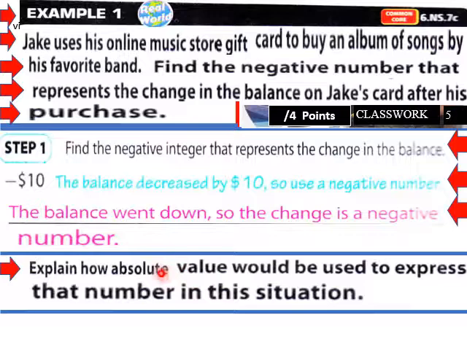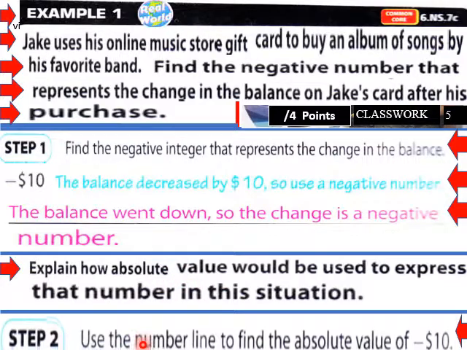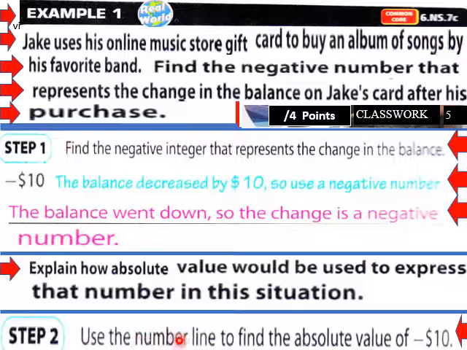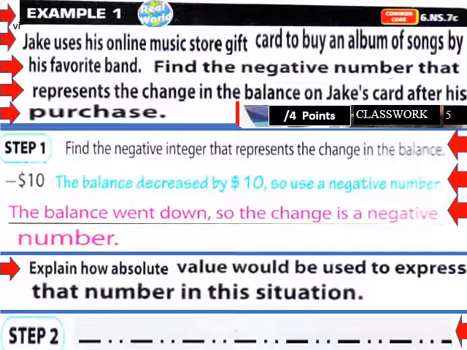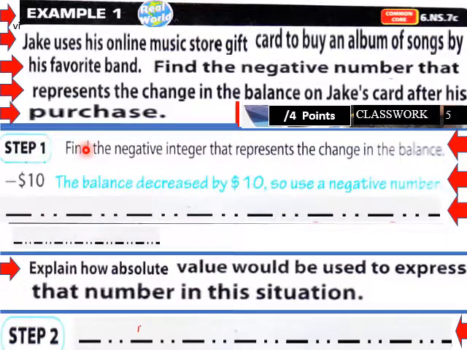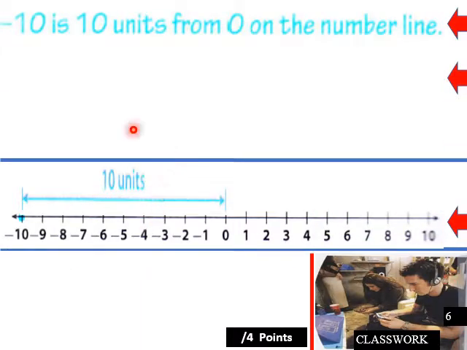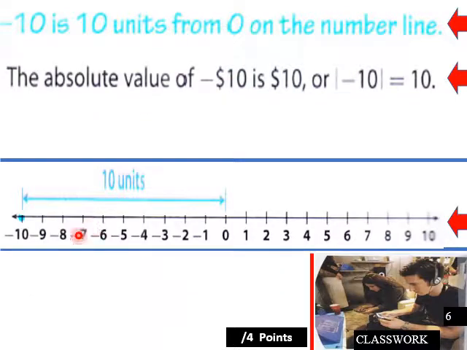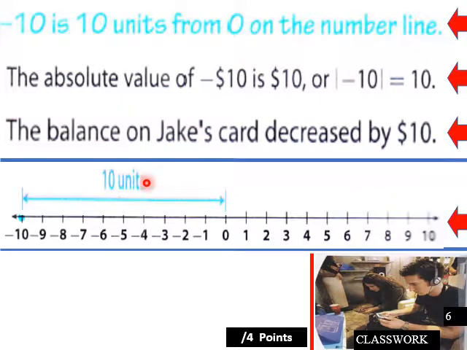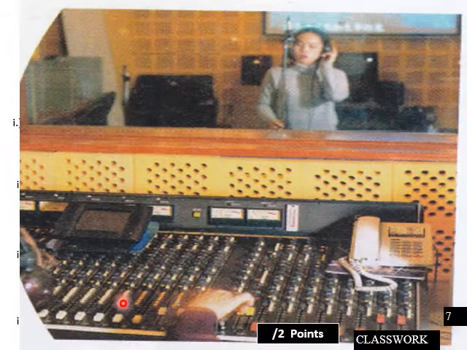But explain how absolute value would be used to express that number in this situation. So use the number line to find the absolute value of negative 10. What is the absolute value of negative 10? So in that situation, it would be 10, wouldn't it? That'd be the absolute value of negative 10. So negative 10 is 10 units from 0 on the number line. So the absolute value of negative 10, the charge of negative 10, will be 10 units or $10. So the balance on Jake's card is decreased by $10. So it is basically that there.